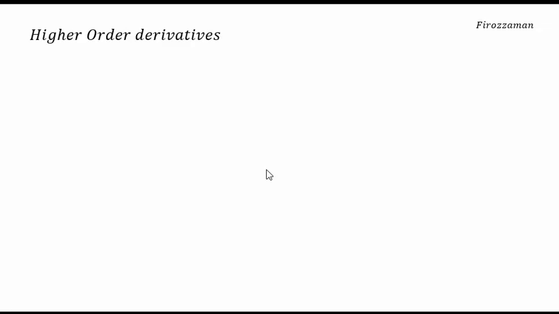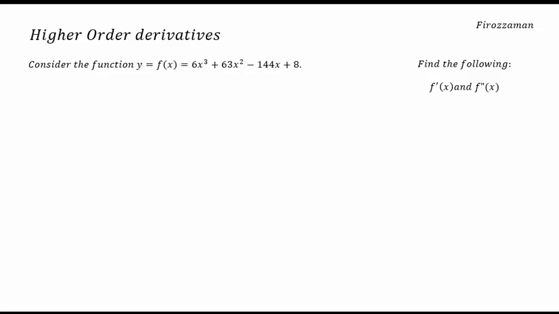Higher order derivatives and applications. So first we consider a function f(x) is 6x^3 + 63x^2 - 144x + 8. And we want to do a couple of things. We'll find the first derivative and the second derivative. So our first derivative is f'(x), or you can say dy/dx. Use the power rule. So you are getting 6 times 3x^2, that gives you 18x^2, plus 63 times 2x, which is 126x, minus 144.